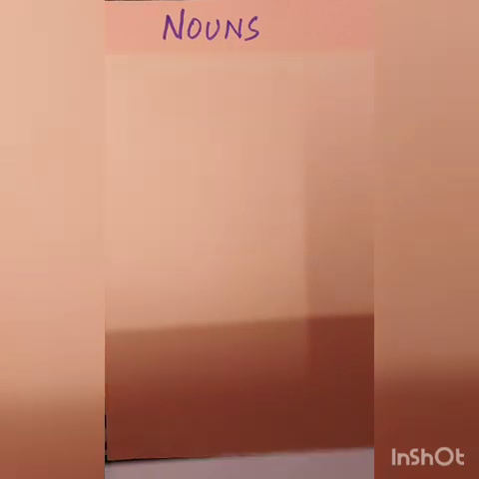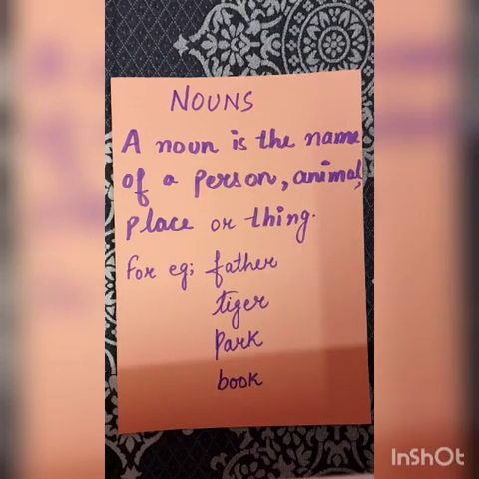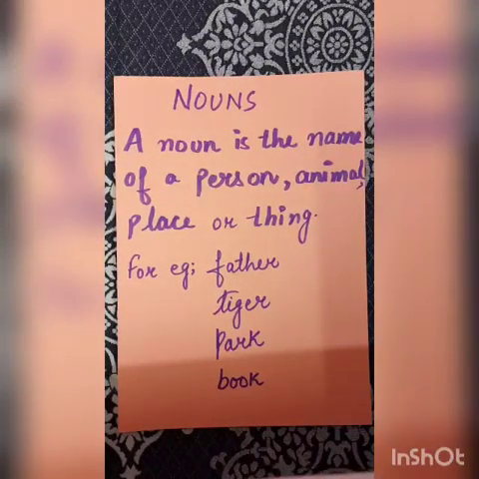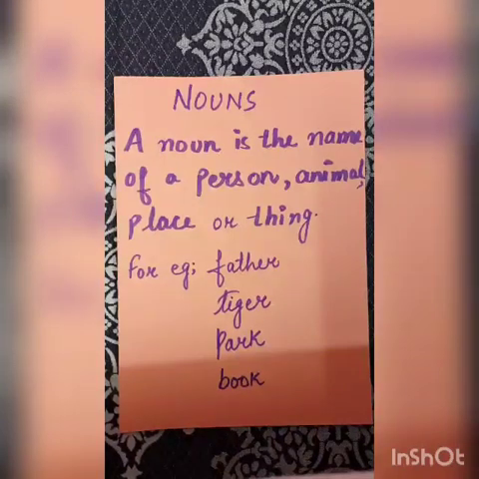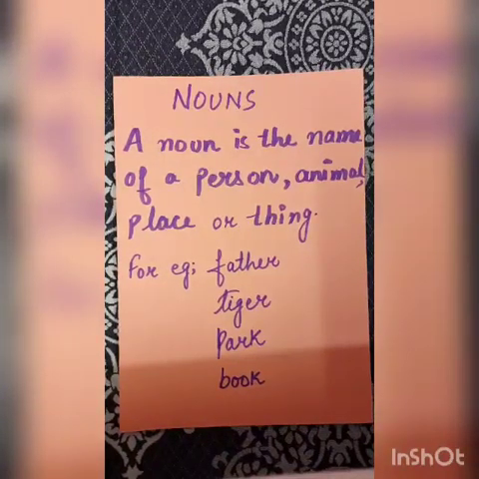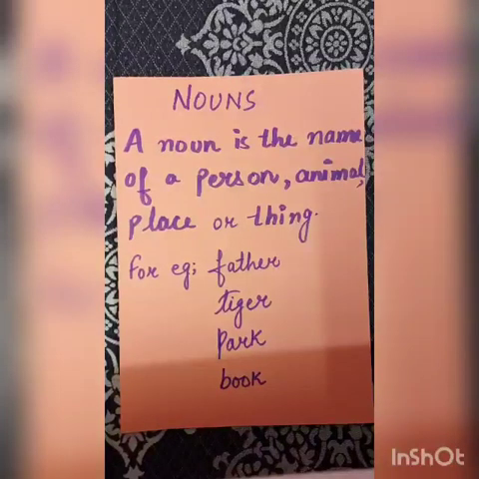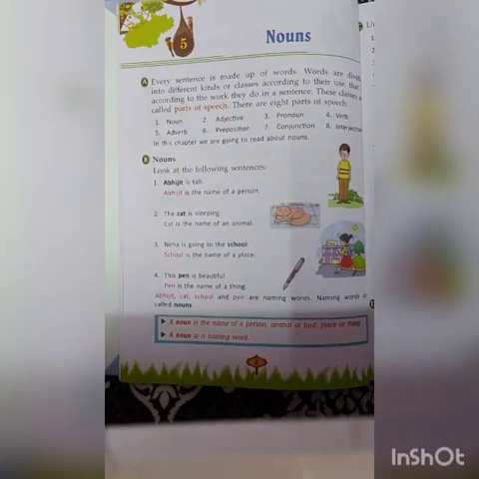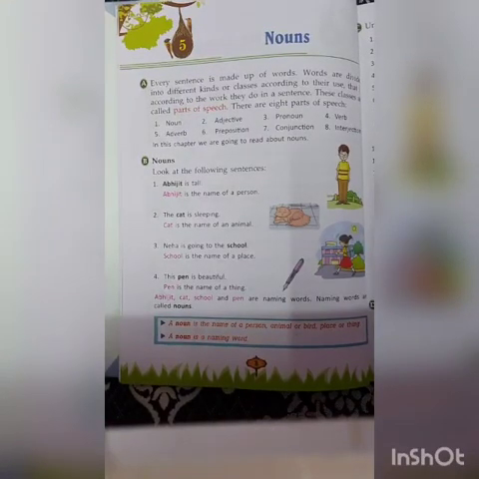So what is a noun? A noun is a naming word. You have learnt about naming words in your previous classes also. So, a noun is what? A noun is a naming word. It is a name of a person, animal, place or thing. For example, father, tiger, park, book, etc. So, a noun is the name of a person, animal or bird, place or thing.